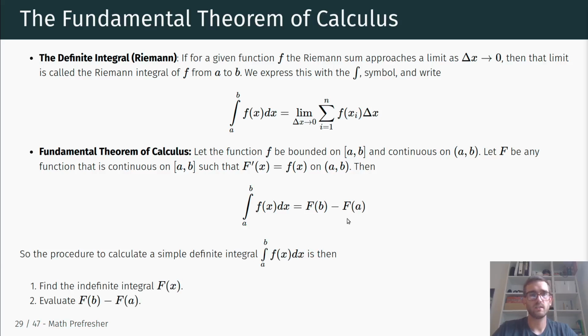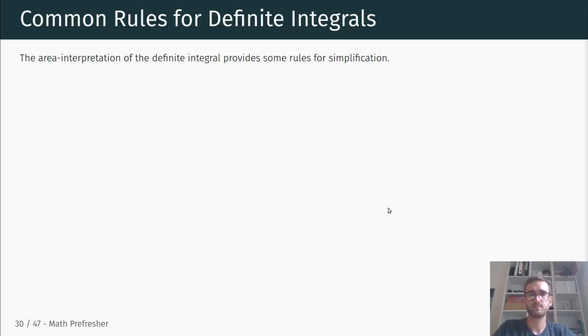So in other words, the procedure to calculate a simple definite integral, in order to compute the area under the curve for a specific interval from a to b of a function f of x, is to find the indefinite integral, capital F of x, and then evaluate F of b at the upper bound and F of a at the lower bound, and subtract those two values from each other.